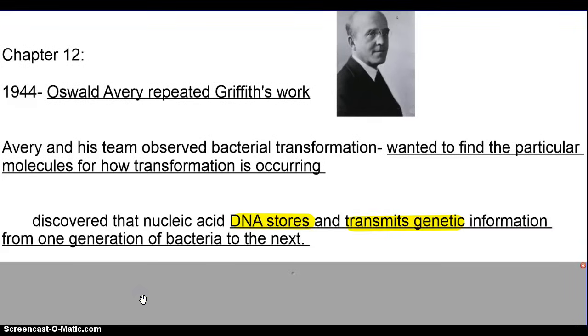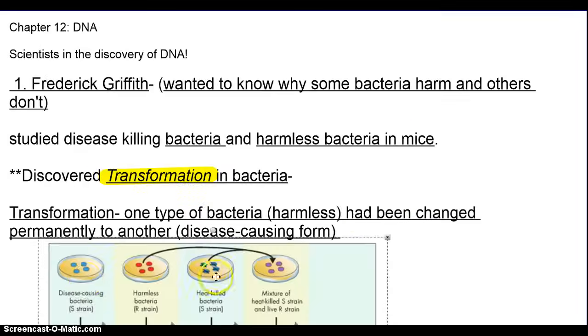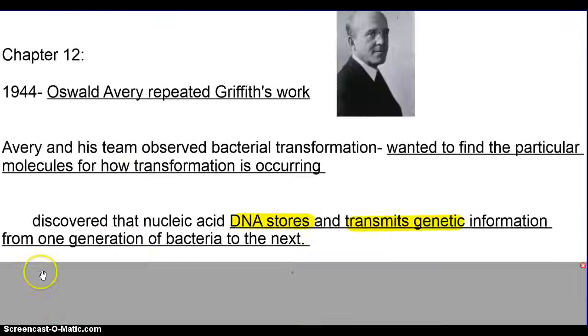So he discovered a nucleic acid, and we didn't really call it DNA yet, but he knew that it was a nucleic acid. And that nucleic acid is what transmits the genetic information from one generation of bacteria to the next. So he found out that the thing that was making the mice die, the thing that was being transformed from the harmful bacteria into the harmless bacteria, was a nucleic acid.